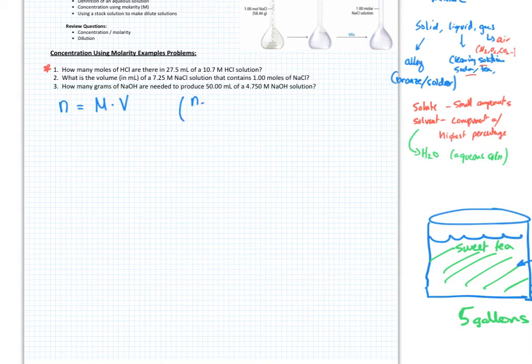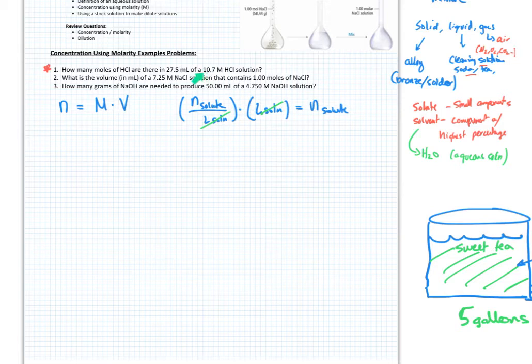This is moles of solute divided by liters of solution. If I multiply that times liters of solution, those units are going to cancel out, and that's going to leave me number of moles of solute. Okay, so when you have a problem involving molarities, if you have a volume and you have a molarity, you can find the number of moles.